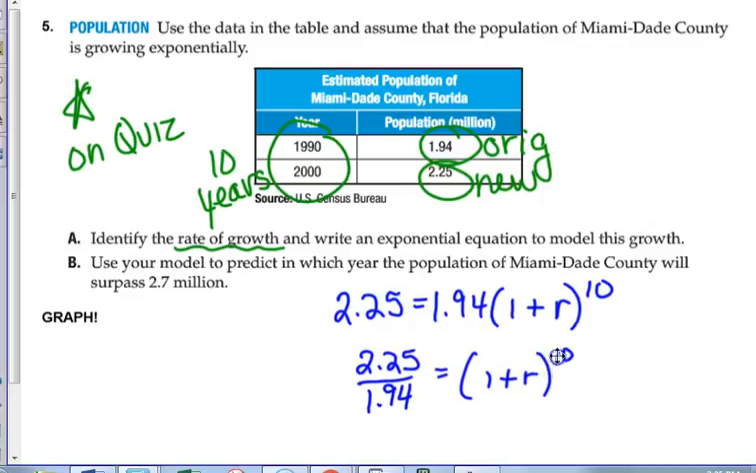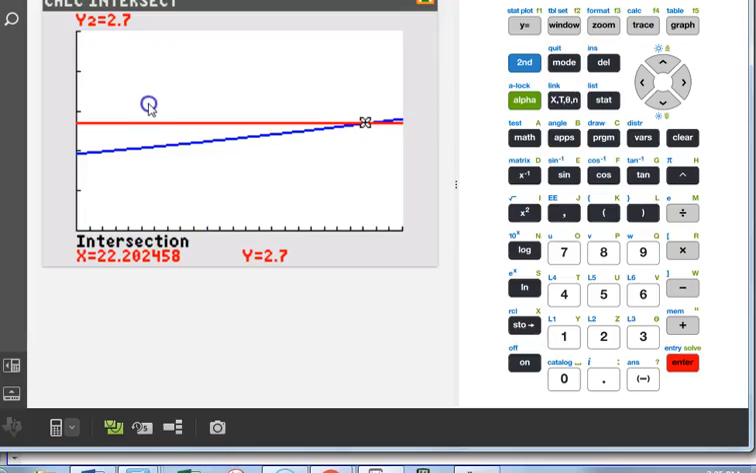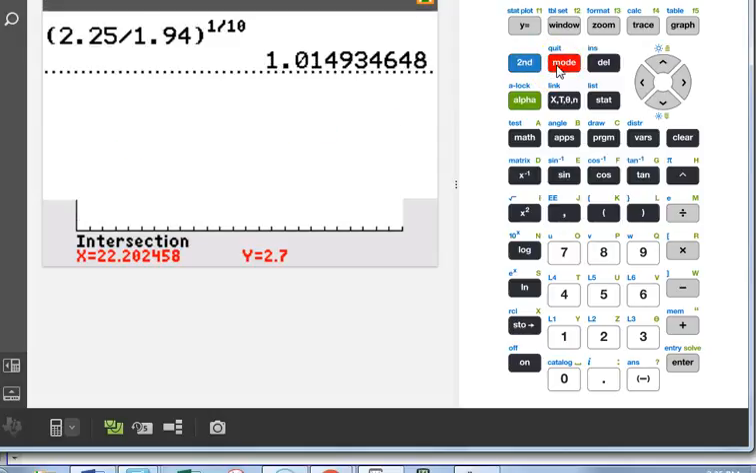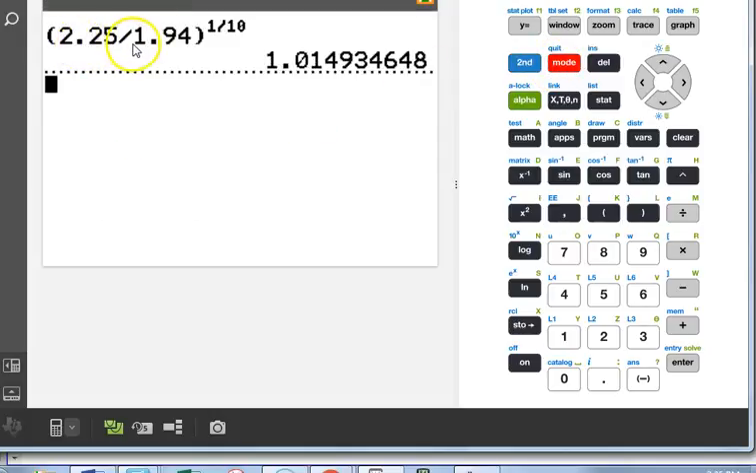What is the power we need to do both sides to? Not to the 10. 1 over 10. There we go. We need to do both sides to the 1/10 because that will get rid of this and we'll have 1 plus R. So now I'm going to type this in: 2.25 divided by 1.94 to the 1/10 power.